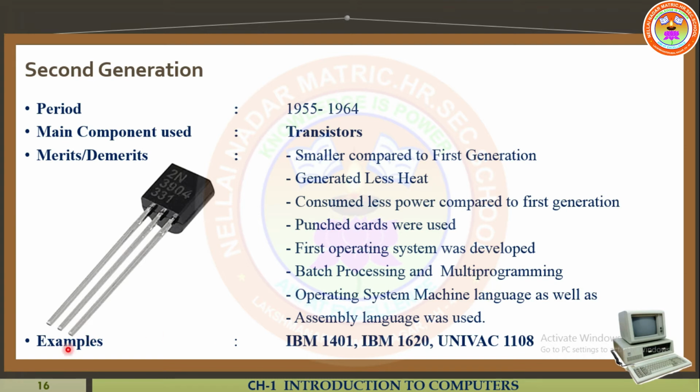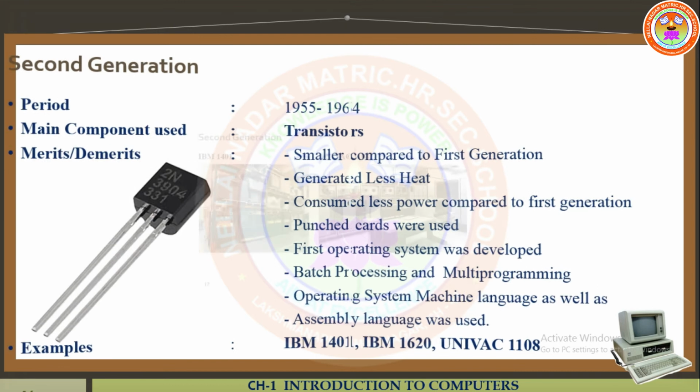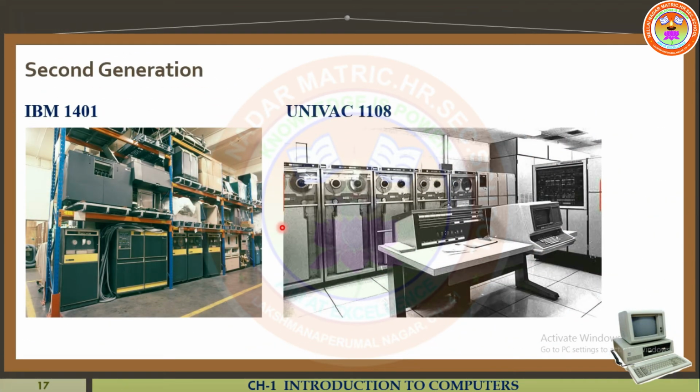Okay, so these are the examples of second generation computers. Number 1 IBM 1401, number 2 IBM 1620, number 3 UNIVAC 1108. So these are the different examples of second generation computers. Now see the image representation. This is the IBM 1401 computer type. This entire machine should be called a computer. And this is another example of a second generation computer, UNIVAC 1108. See the structure of the second generation computers.